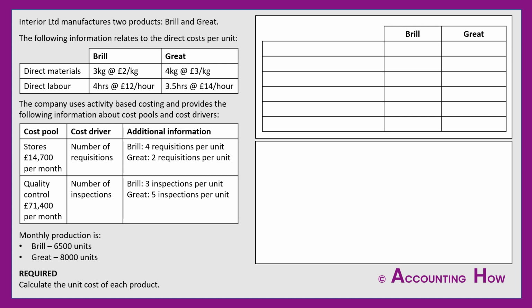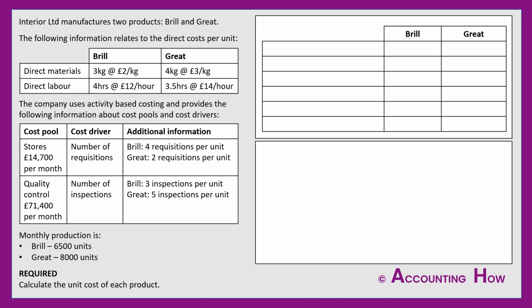Let's get stuck into a question then. Here we have the question that we're going to model. Interior Limited manufactures two products, Brill and Great. The following information relates to the direct costs per unit. And we can see there they've given us information about direct materials and direct labour.